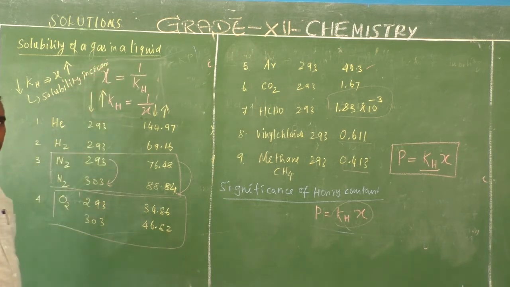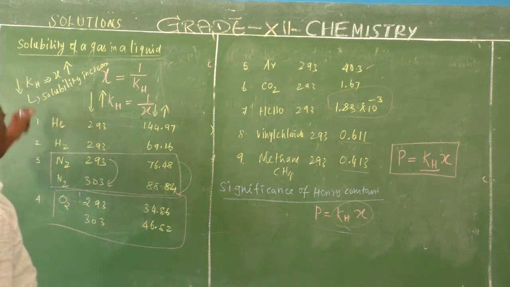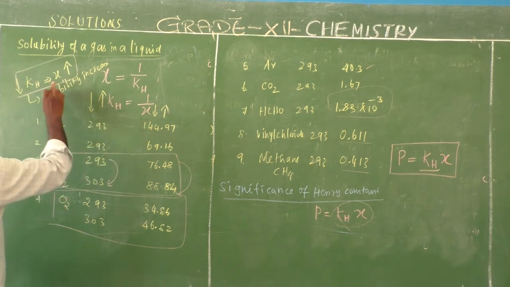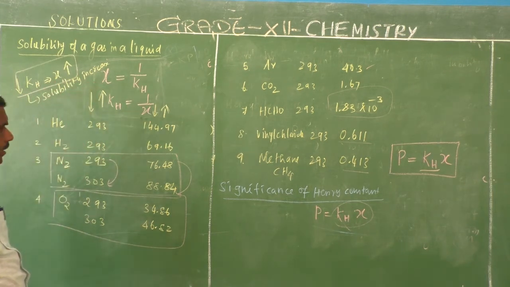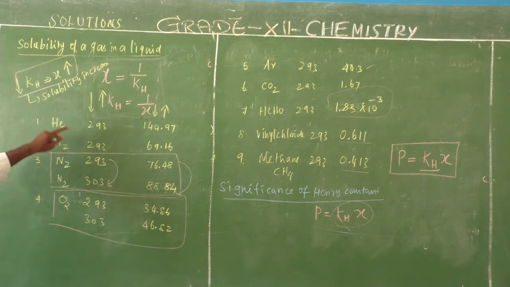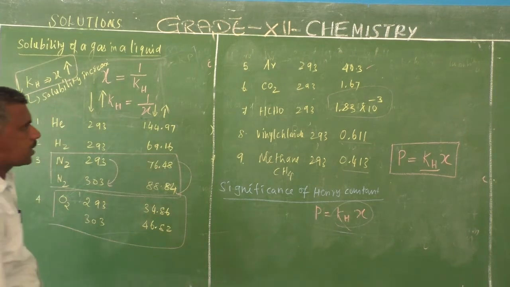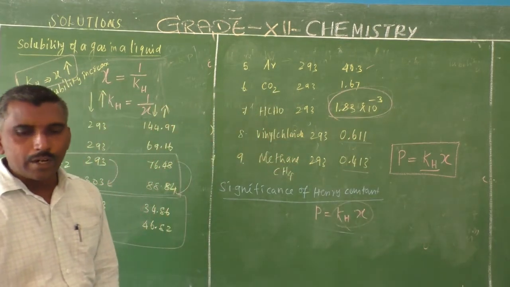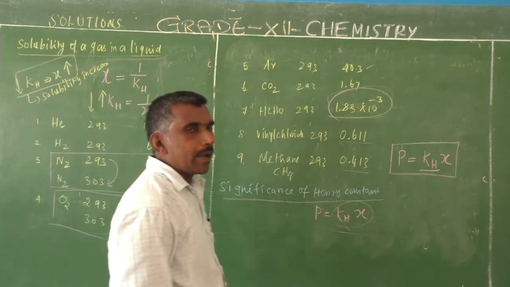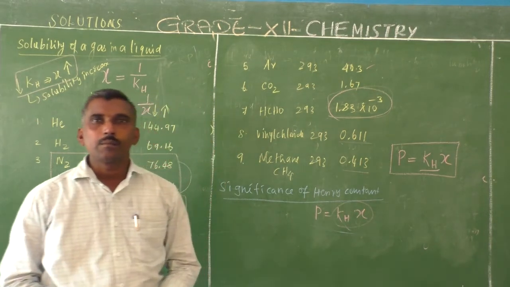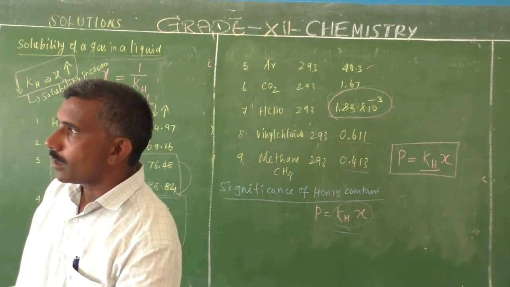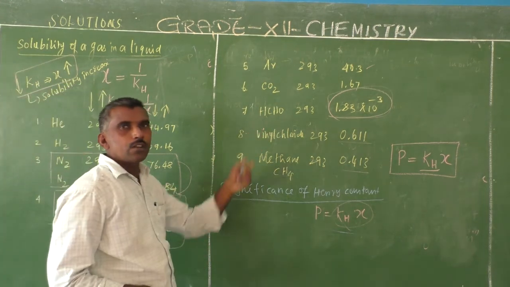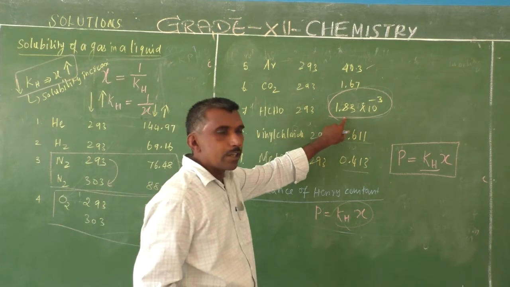Solubility increasing, Henry constant decreasing, mole fraction increasing. Here the least Henry constant is formaldehyde. Formaldehyde has the maximum solubility. That is, formaldehyde is maximum dissolved in water, because Henry constant is very low.